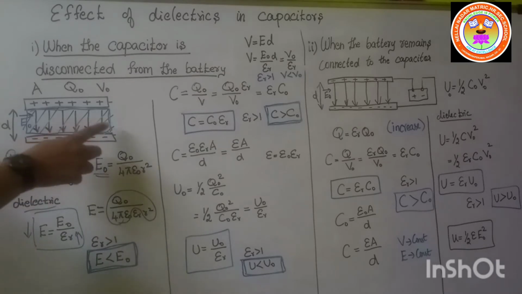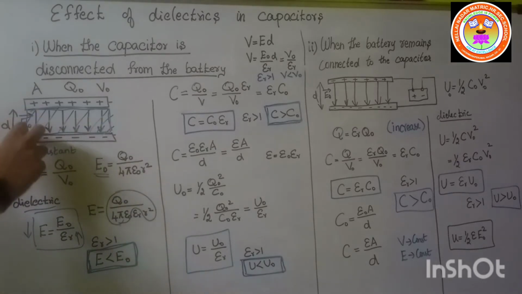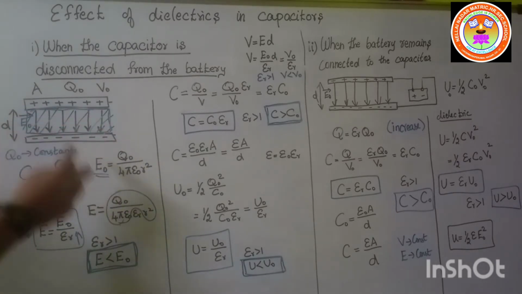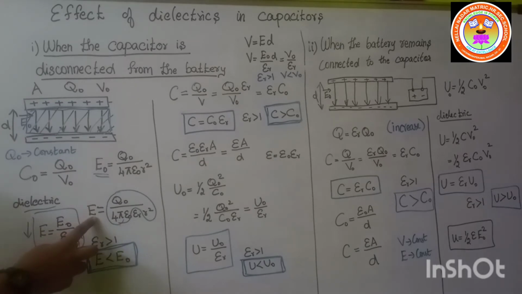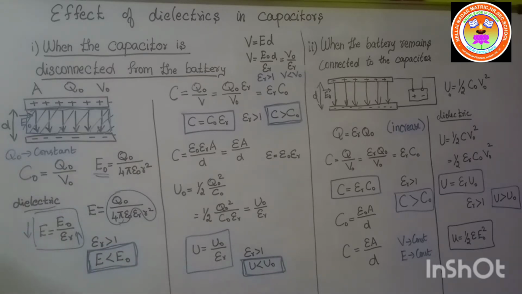After removing the battery, we place the dielectric slab. The new electric field is E is equal to Q naught divided by 4 pi epsilon r into r square. If you convert this to an equation, I will get the formula for electric field, E is equal to E naught by epsilon r. Here epsilon r is greater than 1 for any other medium, here the dielectric medium. So the value of E will be reduced. Understand? That is the first step.